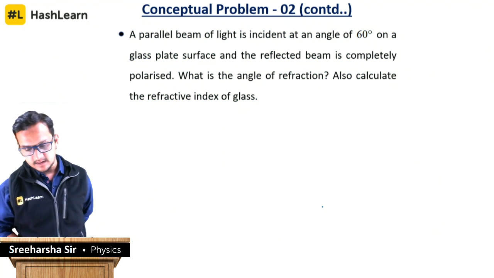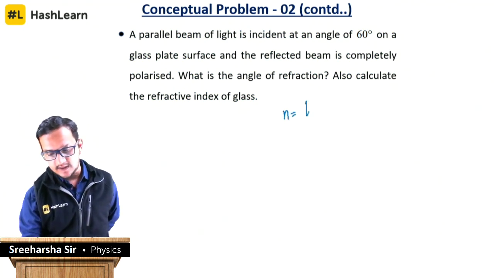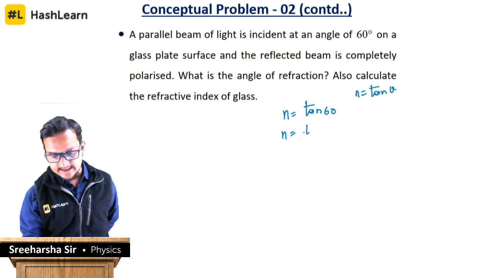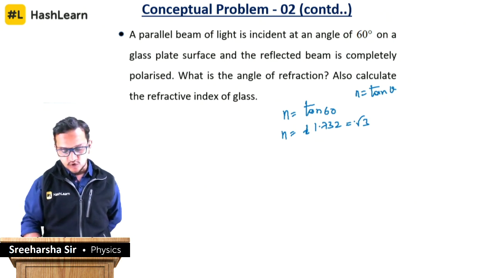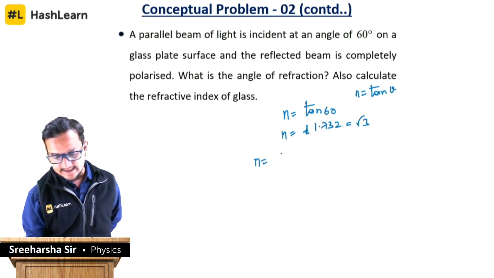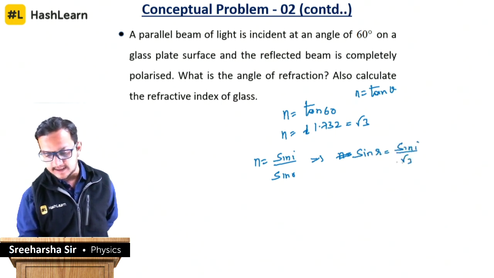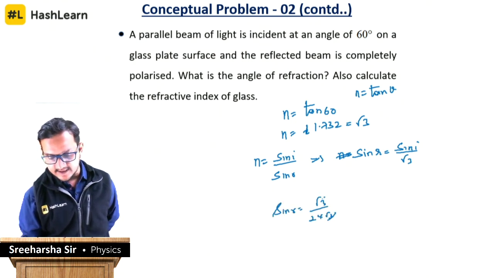So here theta is given. So you will have n is equal to tan 60 degrees from the formula n is equal to tan theta. So n is equal to tan 60, which is equal to 1.732, which is as simple as writing root 3. So from this you will have n is equal to sine i by sine r, so sine r is equal to sine i by root 3. So sine r is equal to root 3 by 2 into root 3, which gets cancelled. So r is equal to 30 degrees.